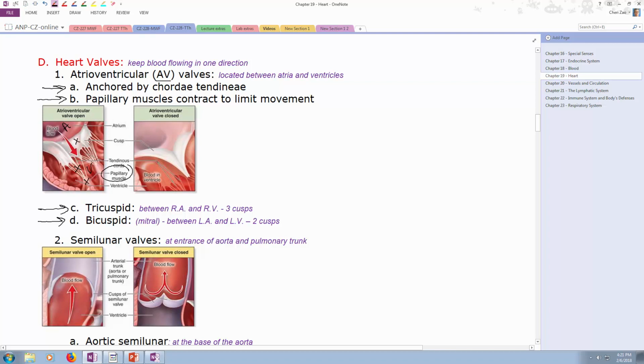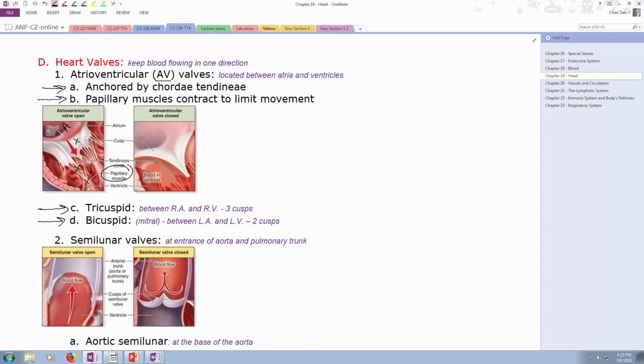Blood is going to flow from the atria into the ventricle, and we'll talk about that a little more, via mostly a passive process. But the atria will eventually contract to force the last little bit of blood into the ventricles. Then when the ventricle contracts, you don't want the blood going back into the atria, correct? You want it going out. If we're in the left, we want it going out the aorta. If we're in the right, we want it going out the pulmonary trunk.